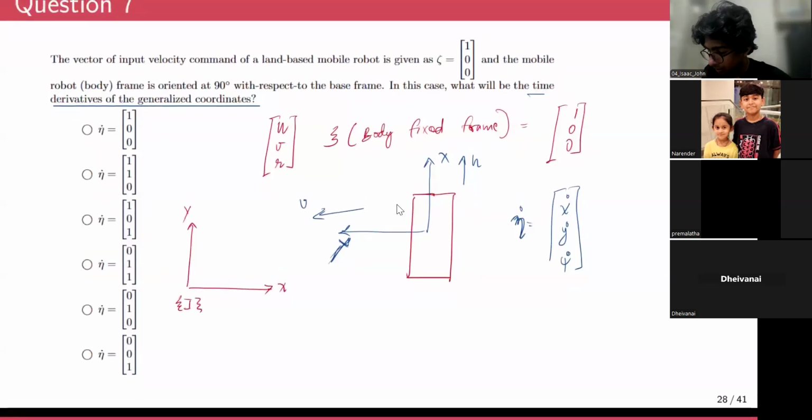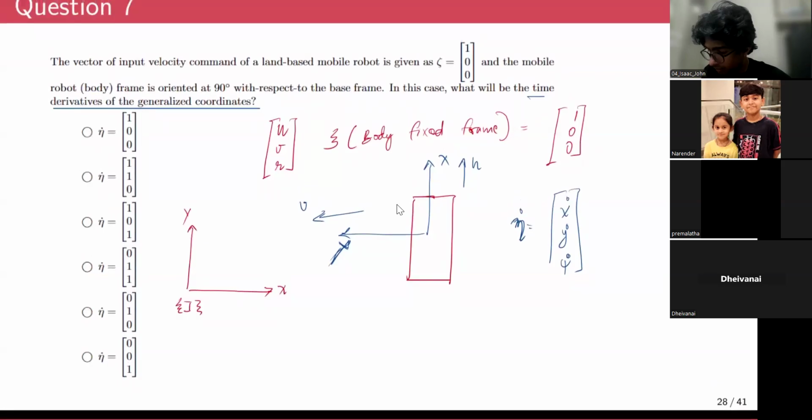So what are the answers for this? You can see from the figure itself, right? Given the question, you have u as 1 unit. So the robot is moving 1 meter per second, or 1 unit per second, along its local x-axis, its local frame of reference. It will be moving along this direction, right?